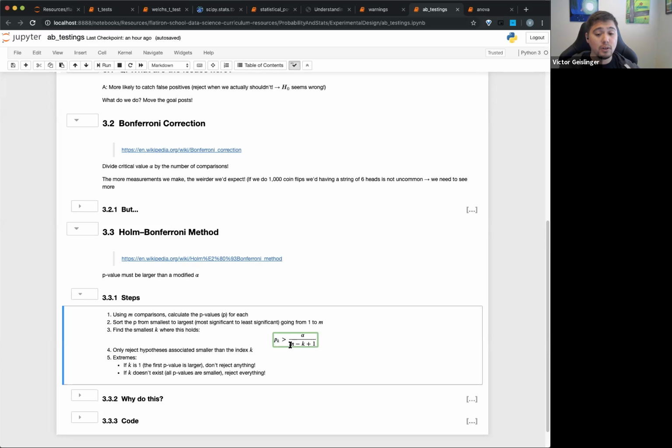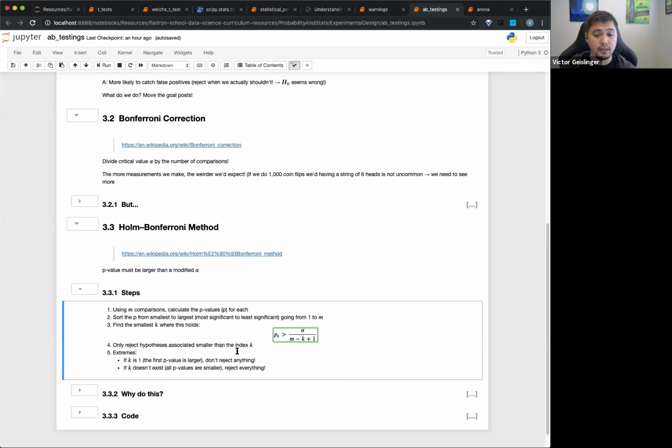So as you go through k, your alpha value gets smaller and smaller, okay? Essentially what you're doing is taking the most significant and being the most stringent on that, and then as you go further, being less stringent on the critical value. So essentially the Bonferroni correction would be the strictest part, but you get less strict as you go through, okay? And then you only reject hypotheses associated with indices smaller than the k index. So basically some of your hypotheses will pass and some of them won't.